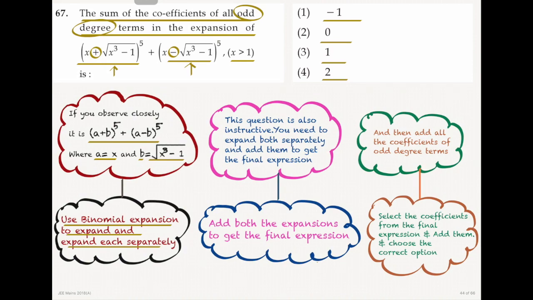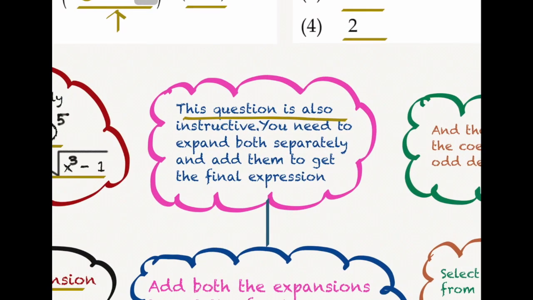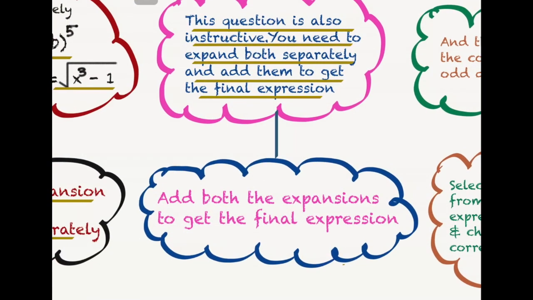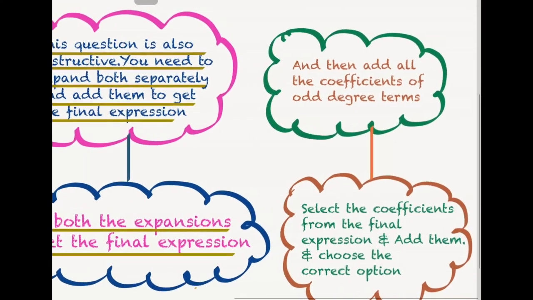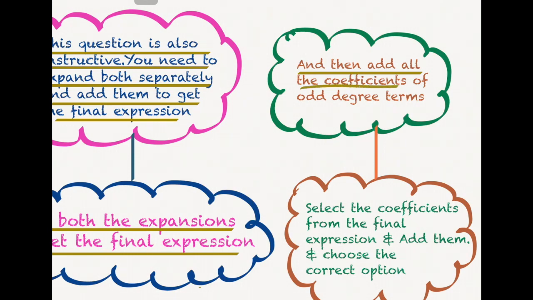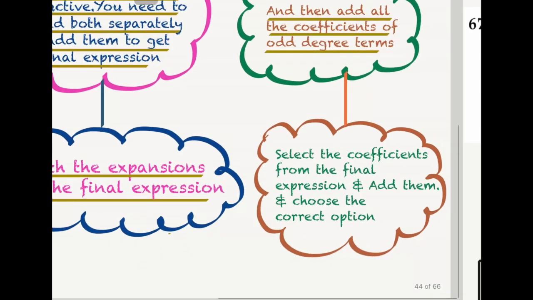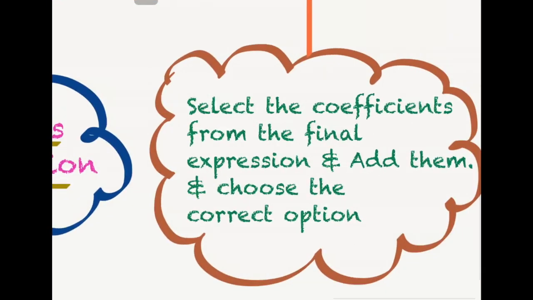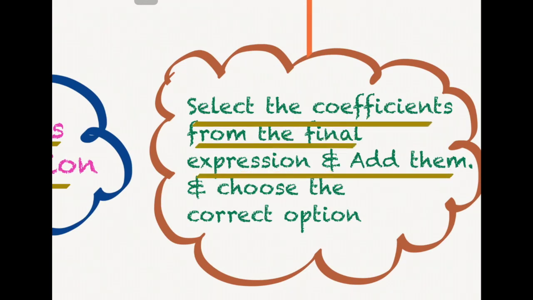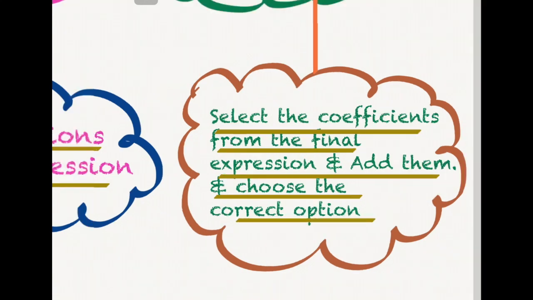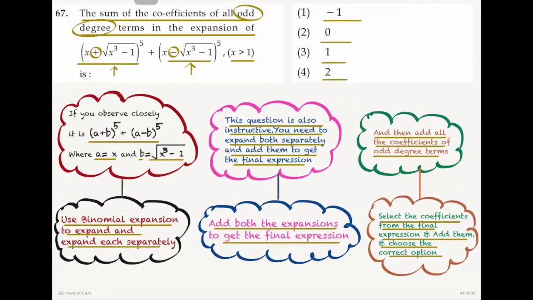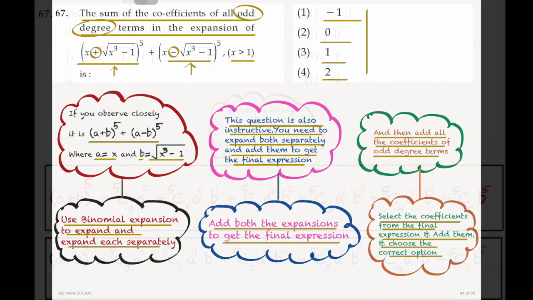So this question again is also instructive. You need to expand both separately and add them to get the final expression, and then add all the coefficients of odd degree terms, which means you have to select the coefficients from the final expression, add them and choose the correct option. Whatever answer you get, you have to cross-verify with the options.